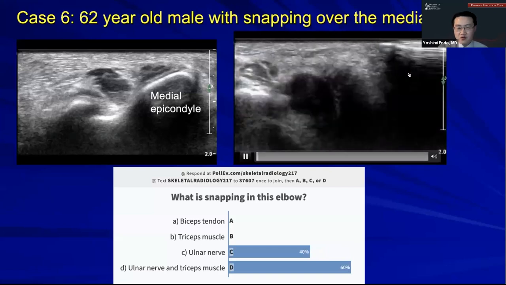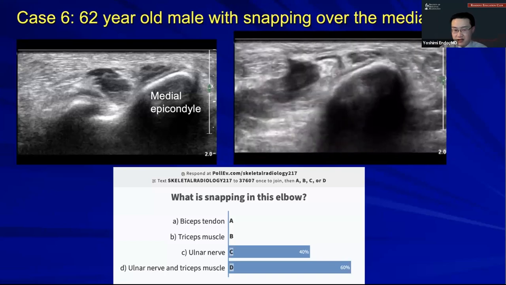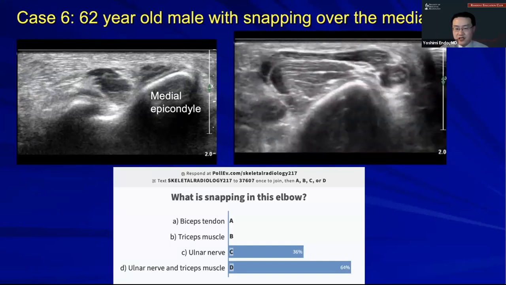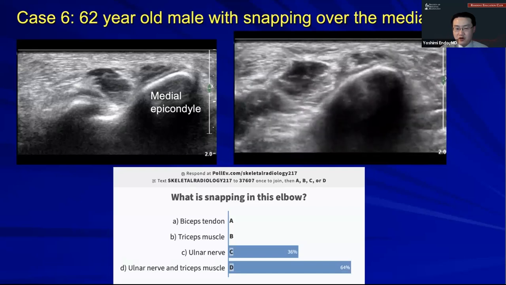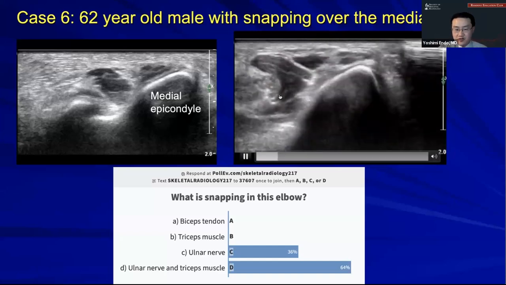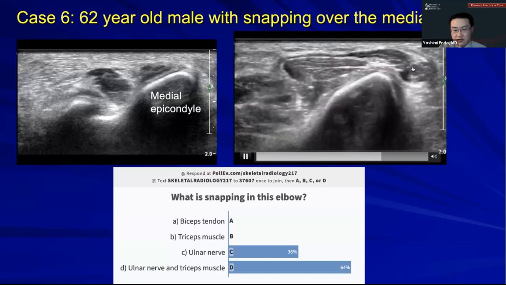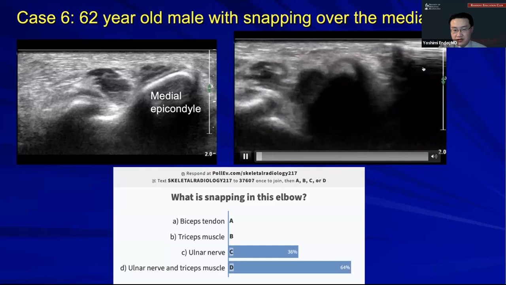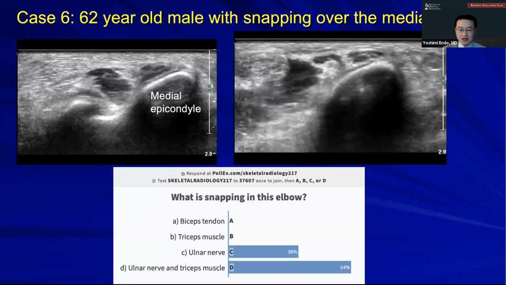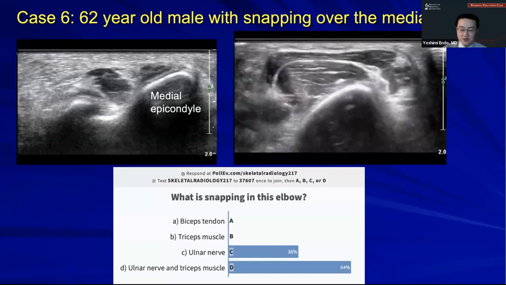Okay, snapping ulnar nerve is very common in the elbow. I actually, both of my ulnar nerves snap, and I've been asymptomatic so far. In this patient, if you look carefully, there's something else that's snapping, that's moving with the ulnar nerve. The ulnar nerve is moving first, but then posterior to the ulnar nerve, there's this muscular structure that's also dislocating anterior to the medial epicondyle. So the ulnar nerve first, and then the muscle is moving with it. That's the medial head of the triceps moving together with the ulnar nerve. So the correct answer is D, ulnar nerve and the triceps muscle.